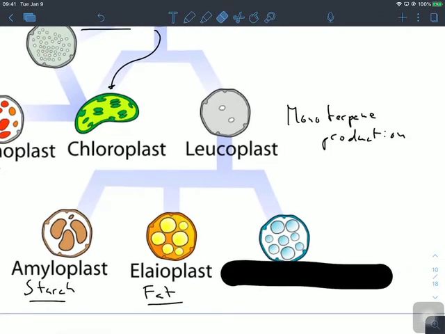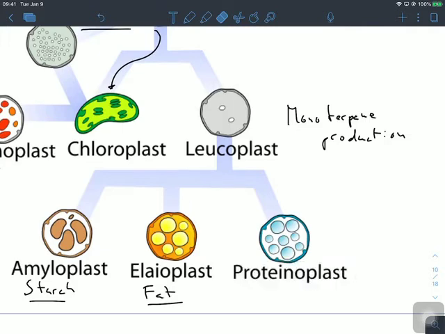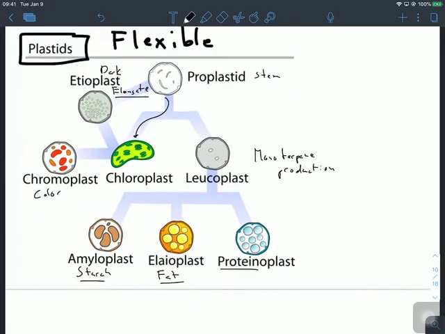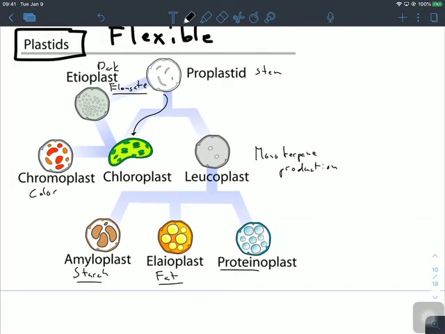Now, we got very creative in terms of naming our protein storage plastid. We call it a proteinoplast. So hopefully that one sticks with you. And I do hope that y'all keep track of these because obviously it makes a big difference in the types of food that you're eating. Proteinoplasts are more common in some of our high protein vegetables, like beans.